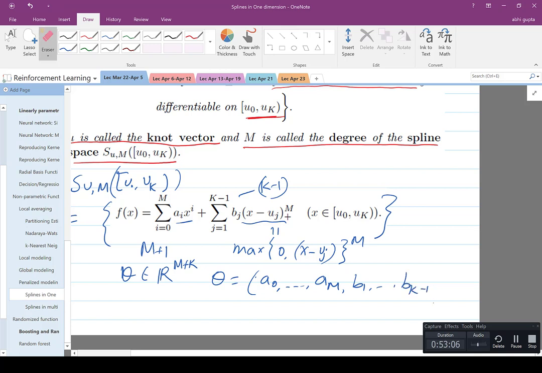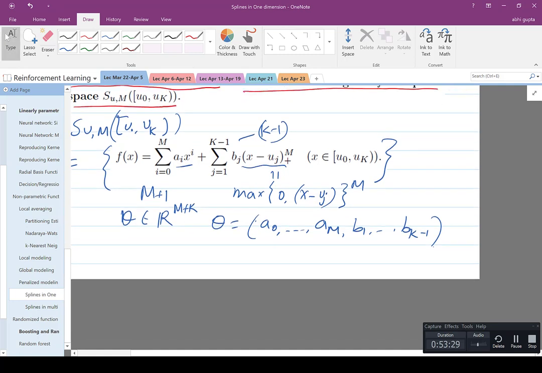Okay, so now given xi's and zi's, you can evaluate f of xi's, and then you can use a usual least squares estimation to find the value of theta star that would fit the function over the entire space. Alright, so this is splines in one dimension.